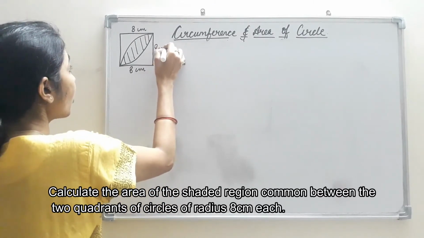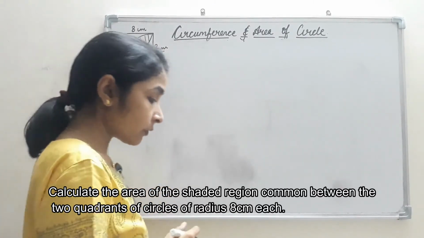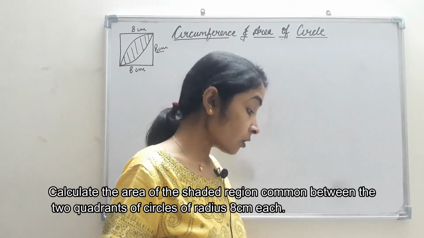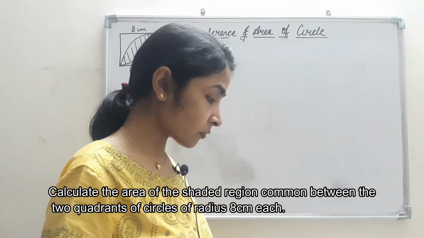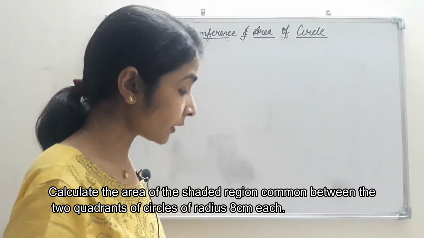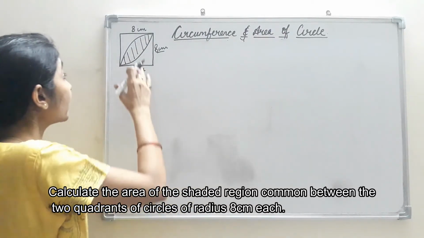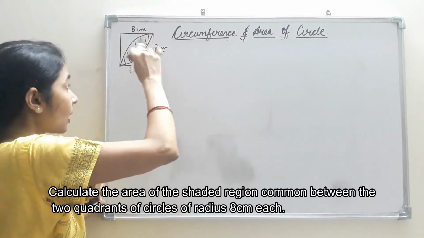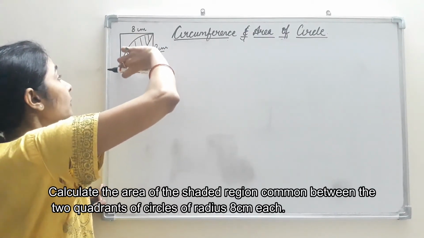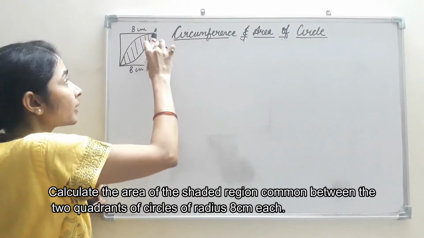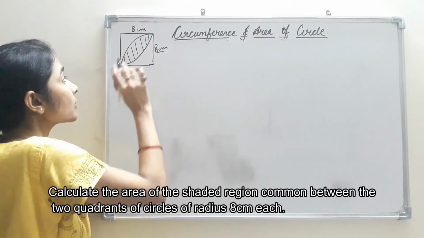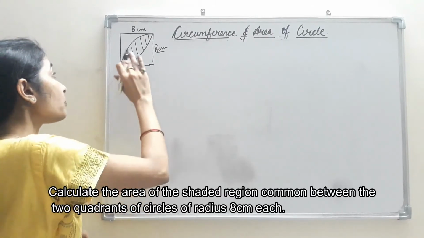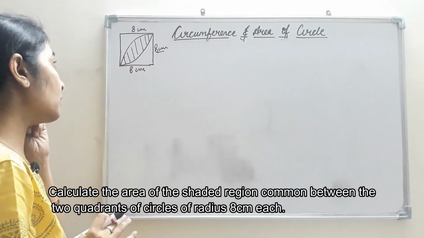Now how will we find that? The question is, calculate the area of the shaded region as shown in the figure, common between the two quadrants of the circle of radius 8 centimeter. Now when we are drawing this arc, then obviously the radius will be equal to the side of the square. So the radius of the circle is 8 centimeter, that is given to us. So we are supposed to find out the area of this region.